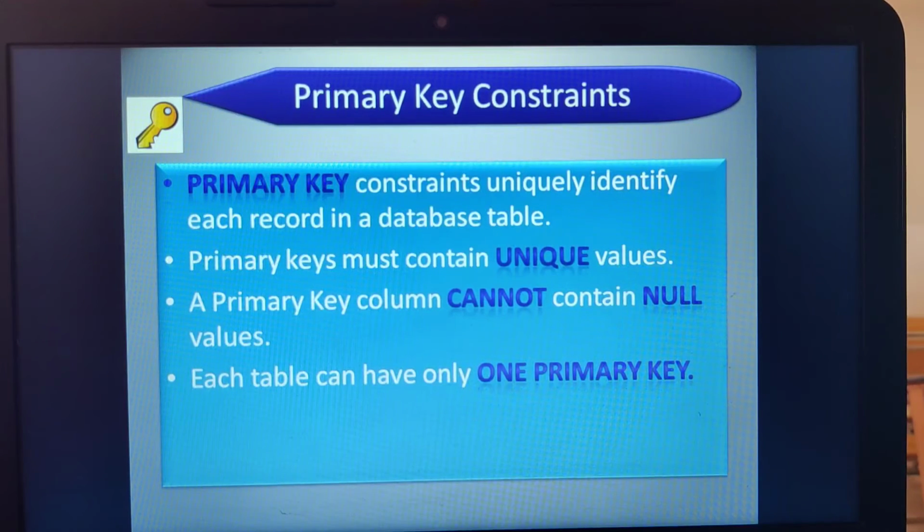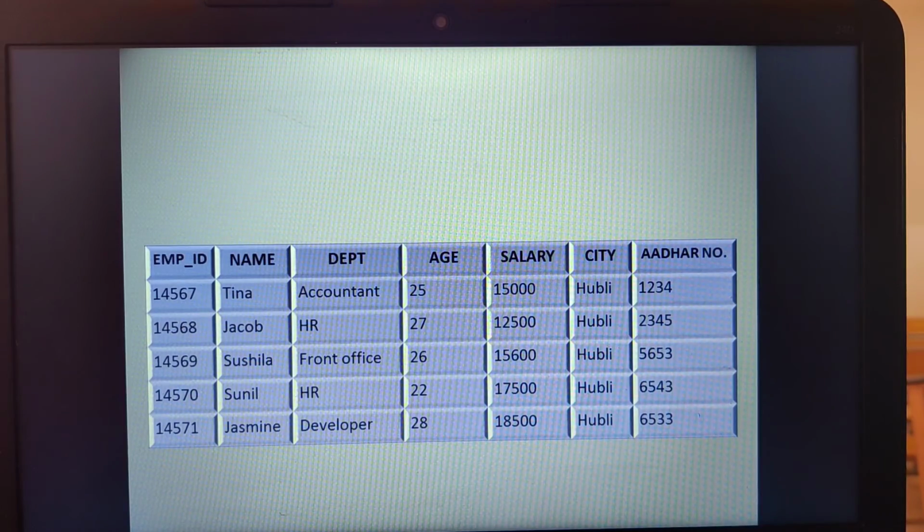That means primary key is a combination of not null plus unique. Okay, primary key is a combination of not null plus unique. That means with an example I'll explain you. Here we have an example for the table, table name as employee, wherein we are having the fields like employee ID, name, department, age, salary, city and Aadhaar number.